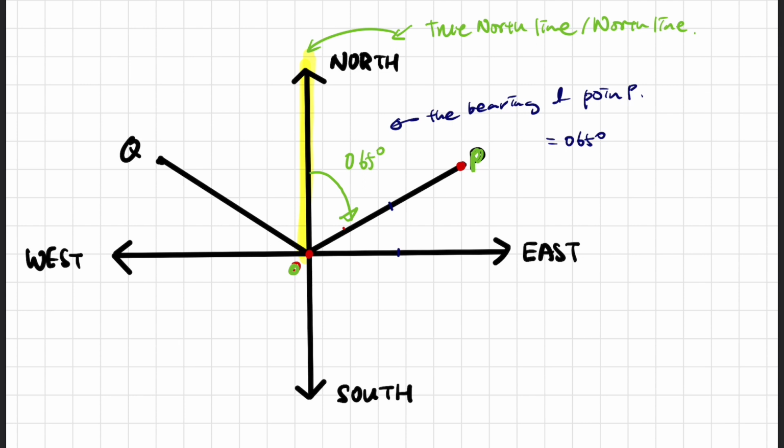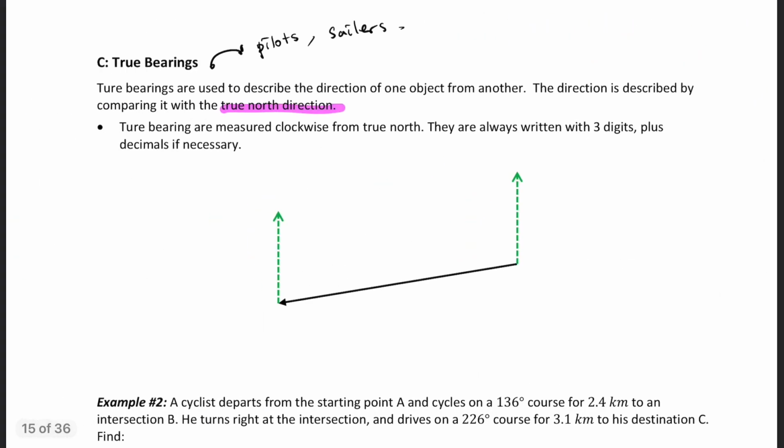So the bearing of a point is the number of degrees in the angle measured in a clockwise direction from the north line to the line joining the center of the compass with the point. You always have to think of the bearing as representing the direction of one point relative to another point. Let's go back to our notes. I already told you true bearings are measured clockwise from the true north, and they are always written with 3 digits.